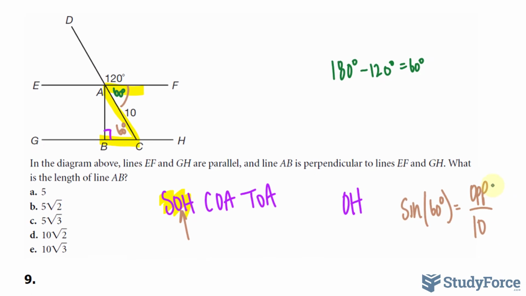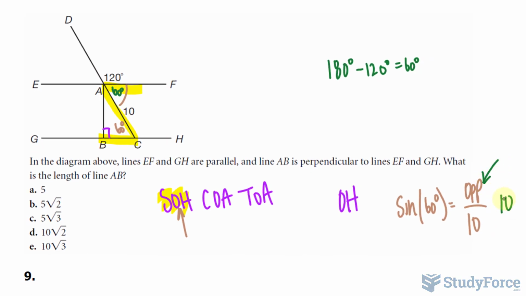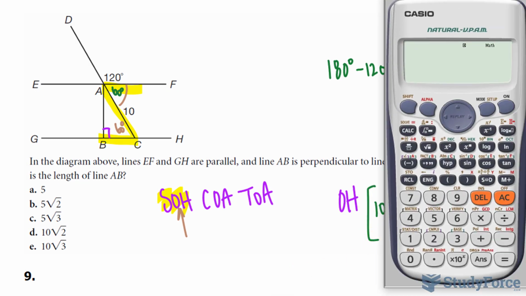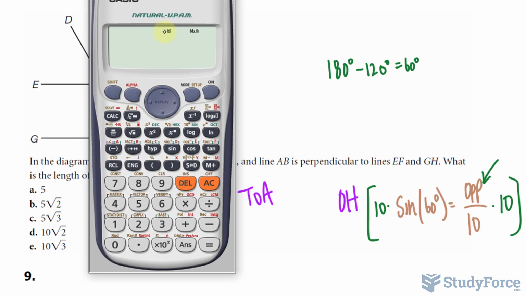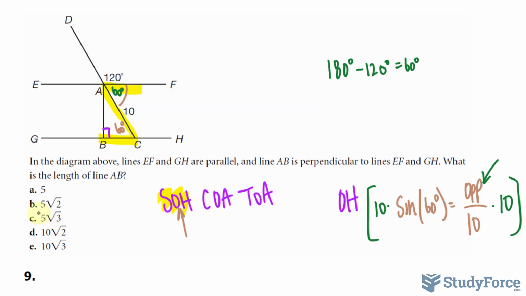To solve for this variable, we multiply both sides by 10, and we should end up with our answer. Now make sure that your calculator is in degrees. Mine already is. I'll type in 10 times sine of 60, and we end up with 8.66. That is equivalent to 5 times the square root of 3.